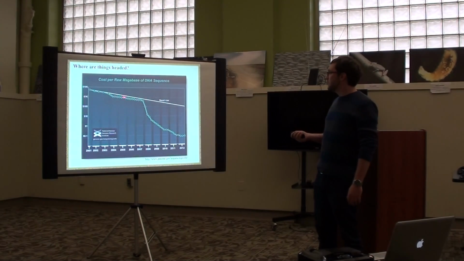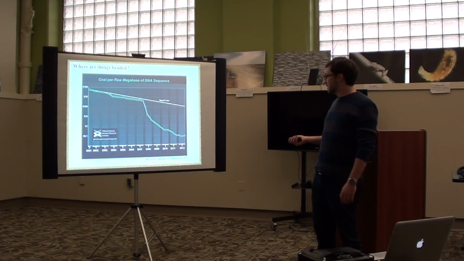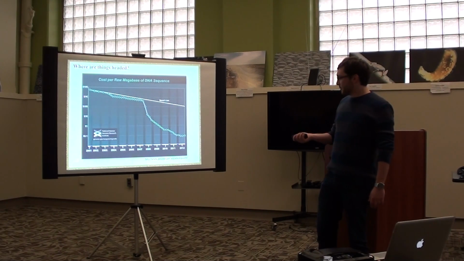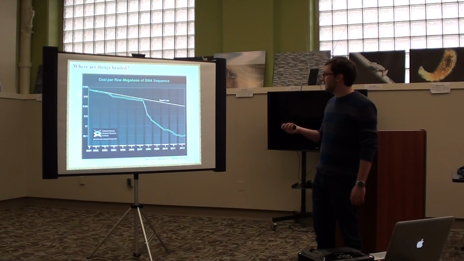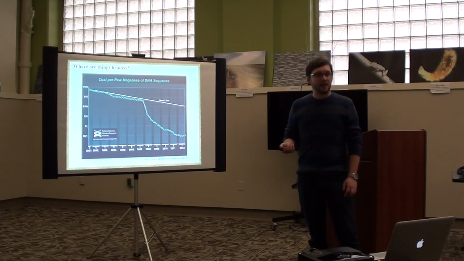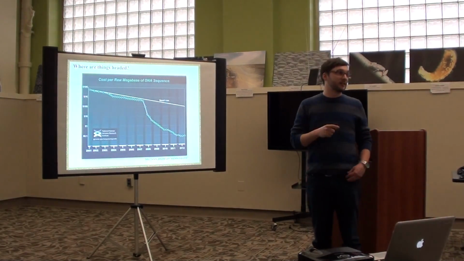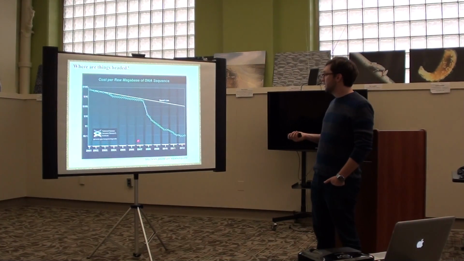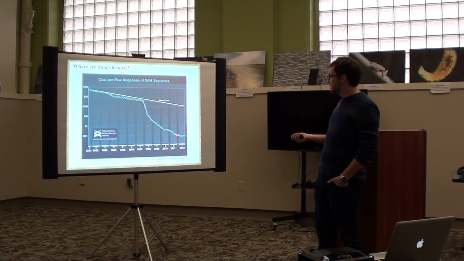So we look at the cost per megabase of DNA sequences. This is from genome.gov. And from 2001 to 2008, the cost of DNA sequencing has decreased at approximately the same rate as Moore's Law. Any technology that keeps pace with Moore's Law is generally considered to be very good technology. Around 2008, it dropped substantially and continues to drop into 2012.